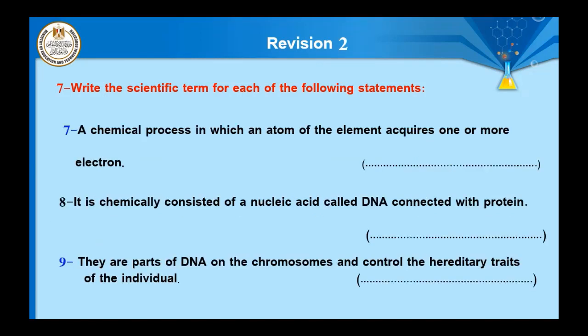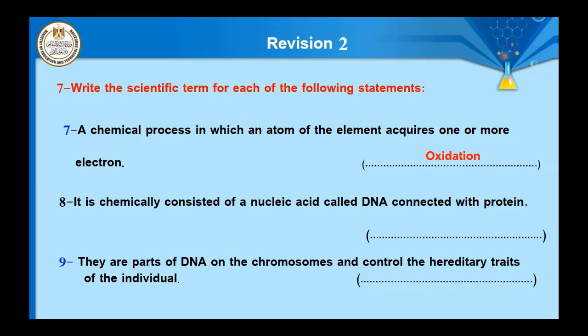Number seven, chemical process in which an atom of element acquires one or more electrons. What does this mean? Acquires one or more electrons. Acquires means produce. When the atom of the element produces electrons, this means that it is losing electrons. We know that losing of electrons represents oxidation reaction. Oxidation and reduction can be defined by two concepts. One of them is the traditional concept and the other is the electronic concept. Traditional concept, we know that oxidation is a process of increasing oxygen and decreasing hydrogen.